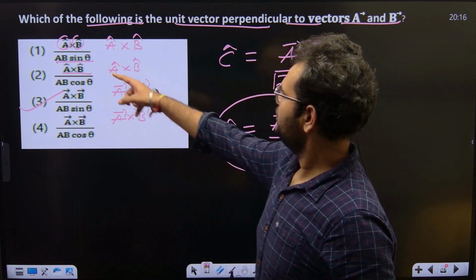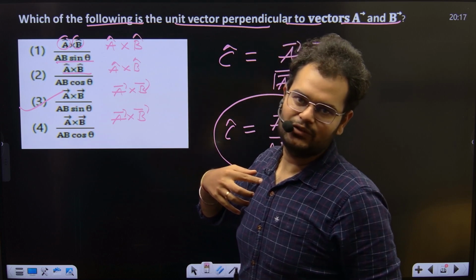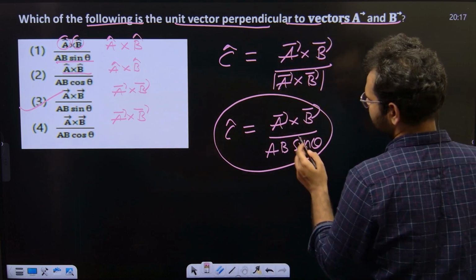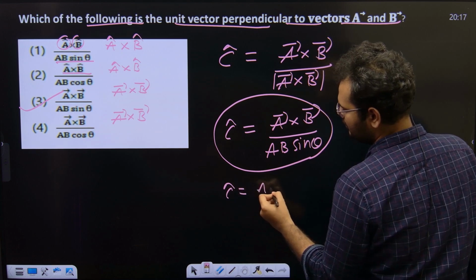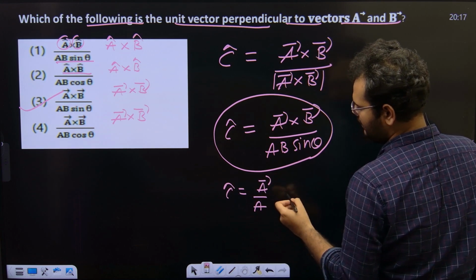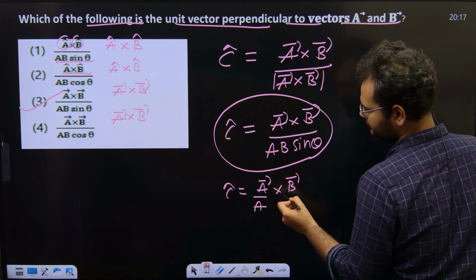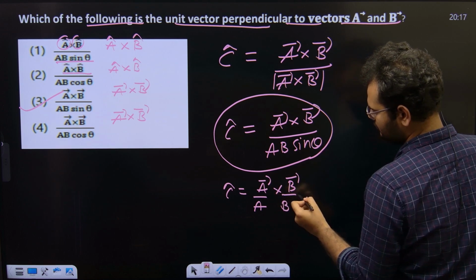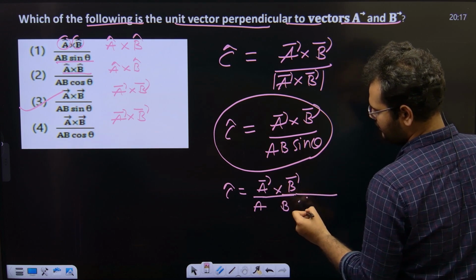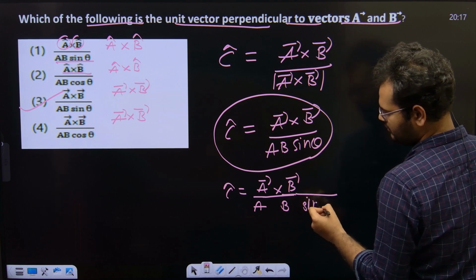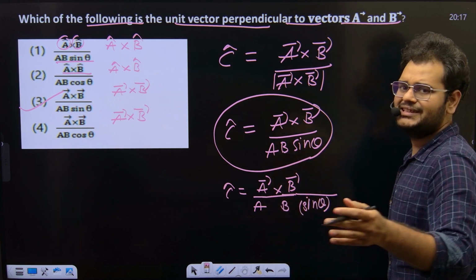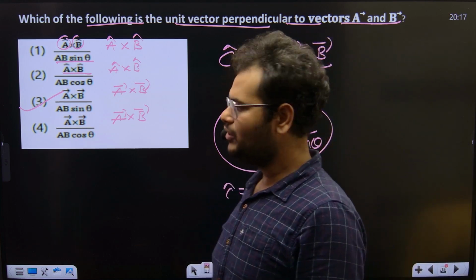Sir, but here the unit vector is also given. That option is also there. Can you explain? Yes, I will. See, this is A vector cross B vector, right? Can I write it like this? A vector cross B vector over A B sin theta. I have just adjusted numerator and denominator. I am not doing anything else.